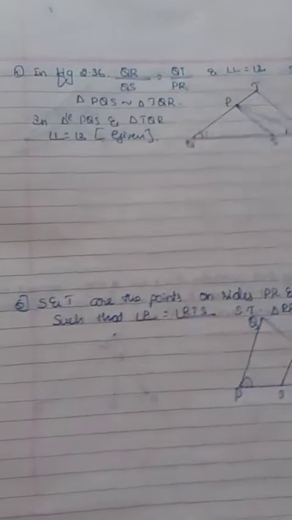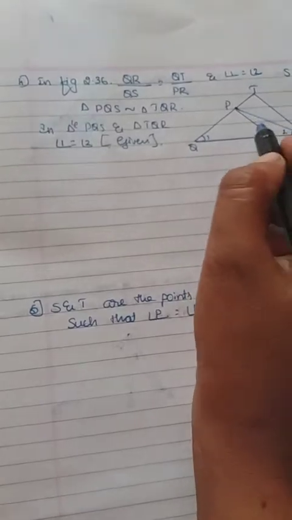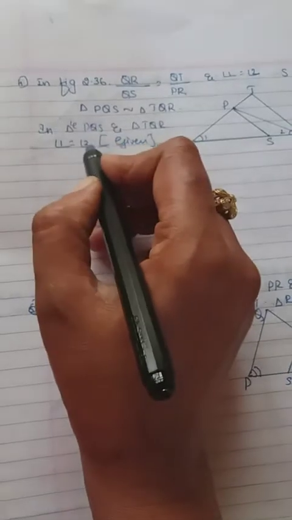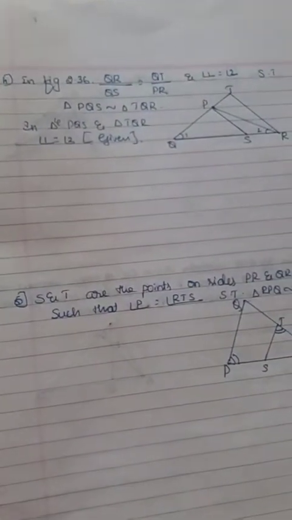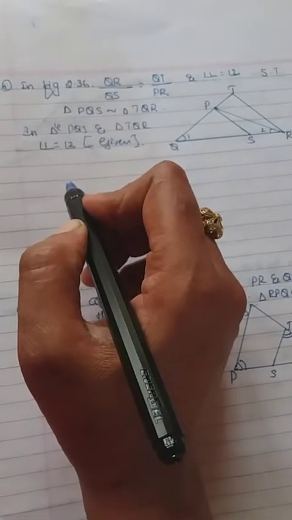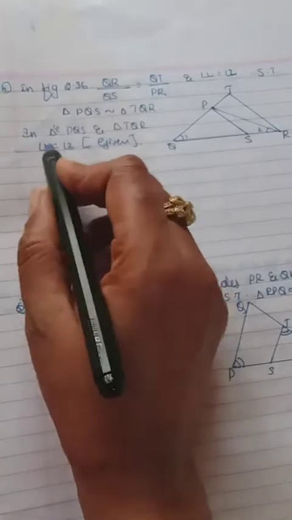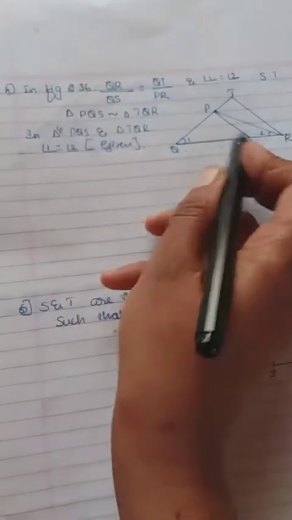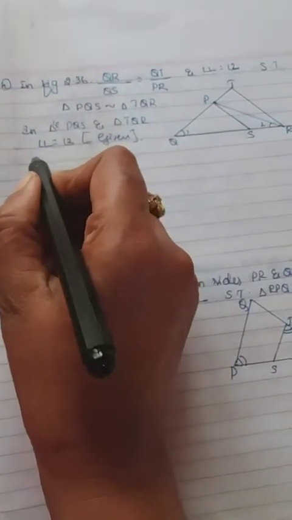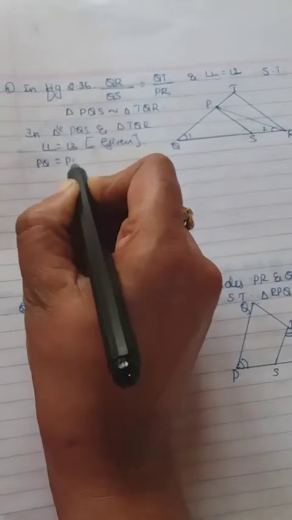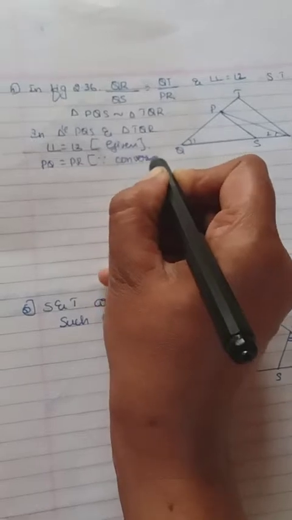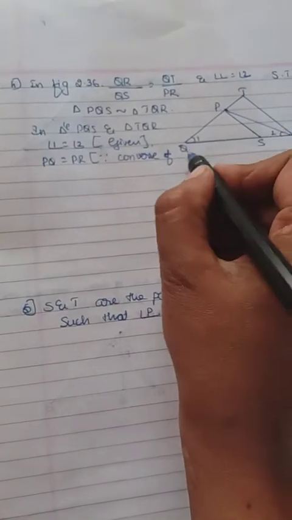Next, if the angles are equal, the triangle is called isosceles. What is meant by isosceles? If two sides are equal, or two angles are equal, they are called isosceles. Here the angles are equal. If the angles are equal, then the sides are also equal. That means PQ equals PR, we can write. This is the converse of the isosceles triangle theorem. Keep in mind, converse of isosceles triangle theorem.